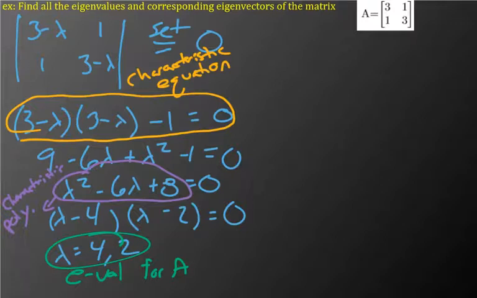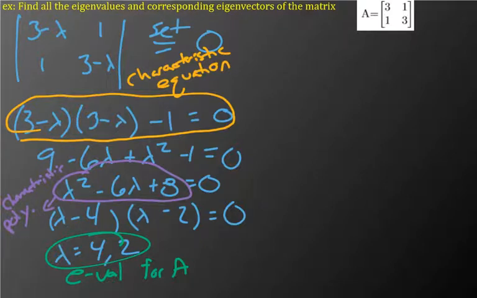So it's important to know these two words. The term characteristic equation: once we've set the determinant, I mean, really it's here too, this is the characteristic equation. It's the determinant of A minus lambda I equals zero, and the characteristic polynomial is the polynomial you get out of that.